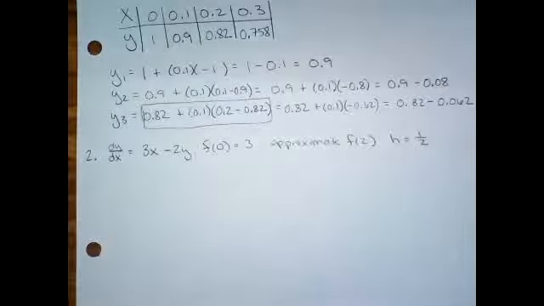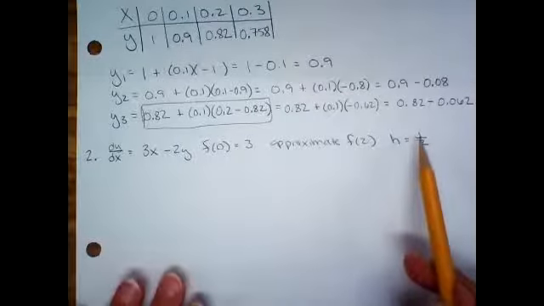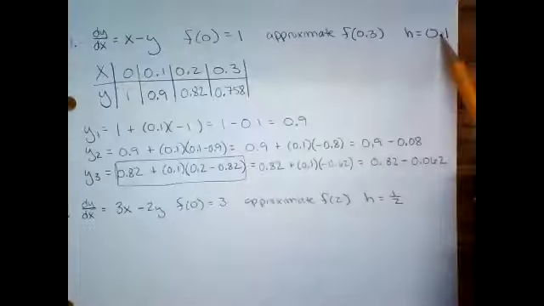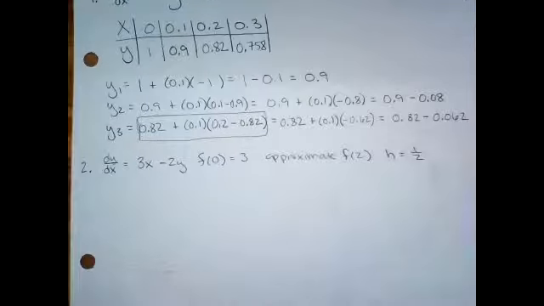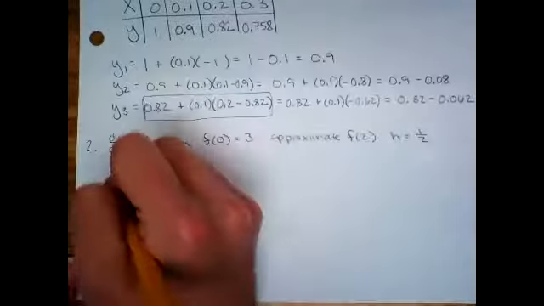So you're given dy/dx, and you'll be given a starting point, in this case (0, 3). This is your instructions: approximate f(2), and your step size is a half. Usually that step size number is a nice number. Like this one was a tenth, this one's a half. It's not usually 0.7, it's usually something fairly reasonable.